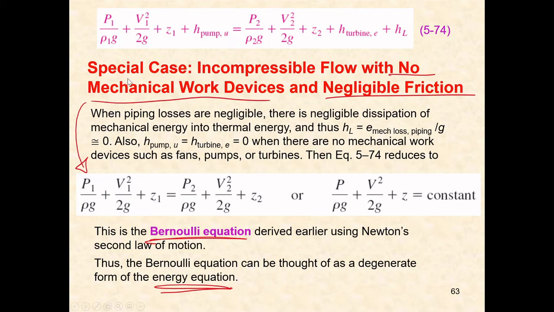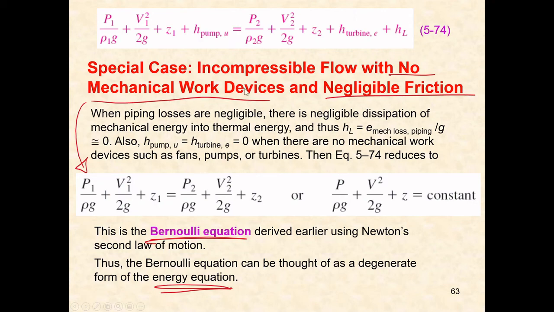Alright, so this is the energy equation. If you remember, there are steps involved in the derivation of this equation. So in a special case, for example, in an incompressible flow with no mechanical work devices and negligible friction. If you hear the words negligible friction, it means no heat loss. So heat loss becomes zero.